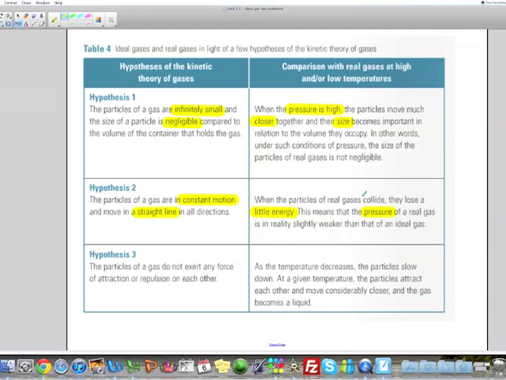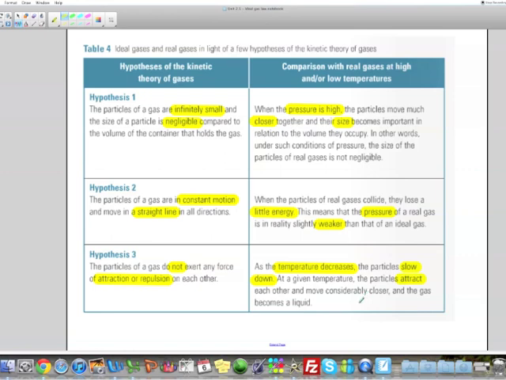As the particles collide, some particles become weaker or they start traveling more slowly, and therefore the pressure exerted through those collisions is not quite the same. So it's not perfect. For hypothesis number 3, the particles of a gas do not exert any force of attraction or repulsion, so no attraction or repulsion, no interaction between them, as opposed to a real gas. As the temperature decreases, the particles slow down, right? That we know, that makes sense. At a given temperature, the particles attract each other, so there is some kind of attraction, or there can be repulsion as well. So there is some kind of interaction between the particles of a real gas.